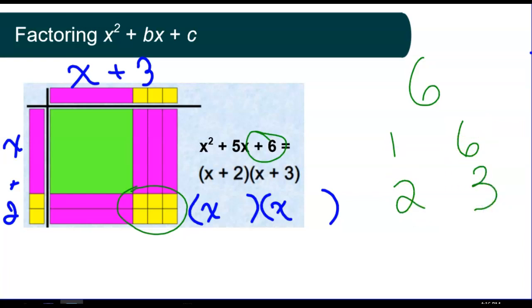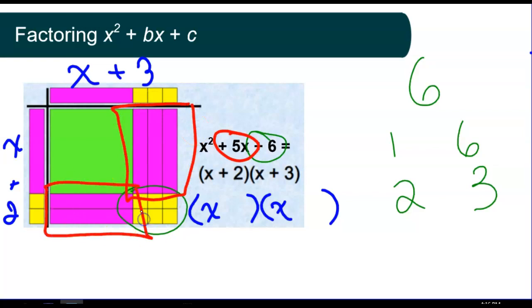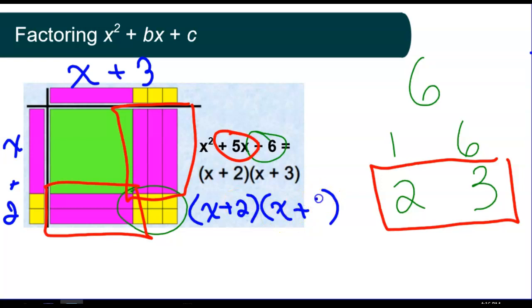Then I have to look at my middle term. My middle term is positive 5x. Well, where does that come from? That comes from combining these two sets of tiles here. That's a 2x and a 3x. So these are the factors that I'm going to use. So that's where we get the x plus 2 and x plus 3. What were those factors of 6 that when I add them up they give me 5?